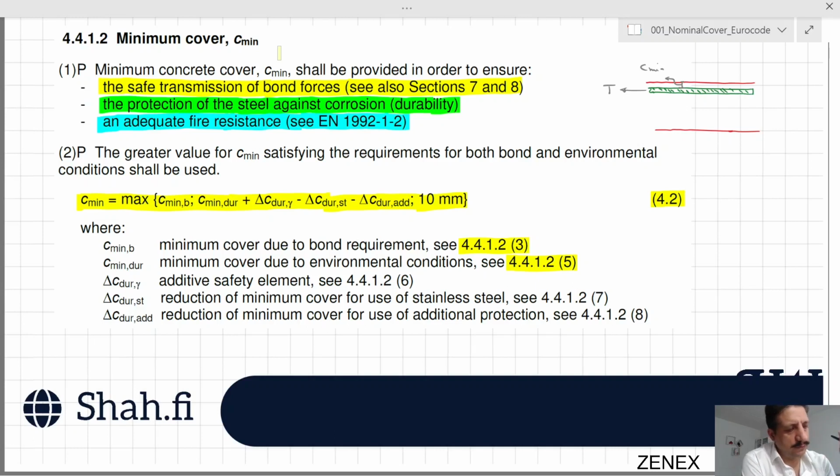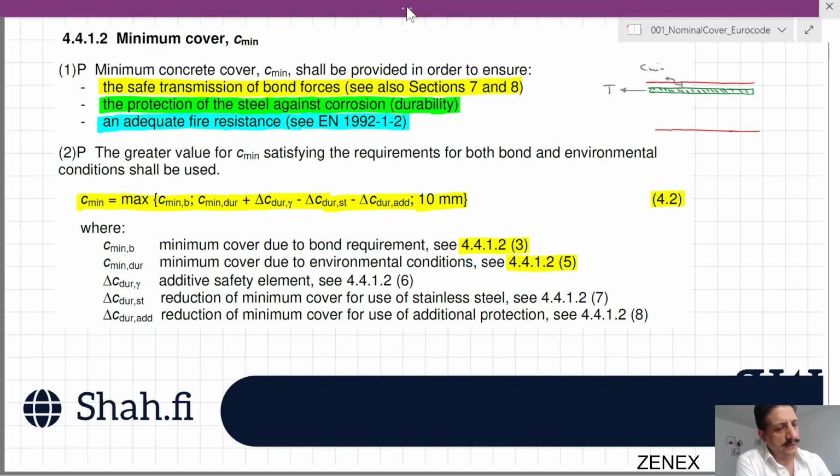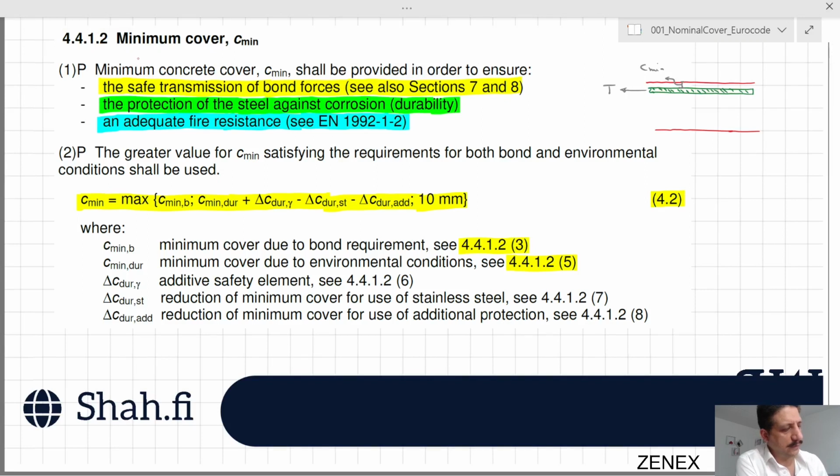The recommended value in the code is 0, but if you are in a country where the national annex suggests a certain amount, you can use it. For simplicity, in this video, delta c dur,gamma, delta c dur,st (stainless steel), and delta c dur,add (additional protection) are considered to be 0. So if we simplify this according to the recommended values in Eurocode, c min will be the maximum of c min,b, c min,dur, and 10 millimeters.